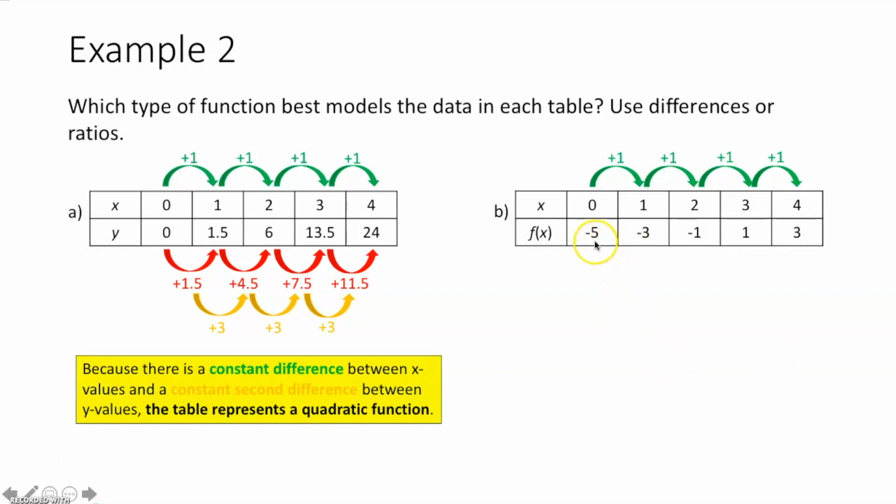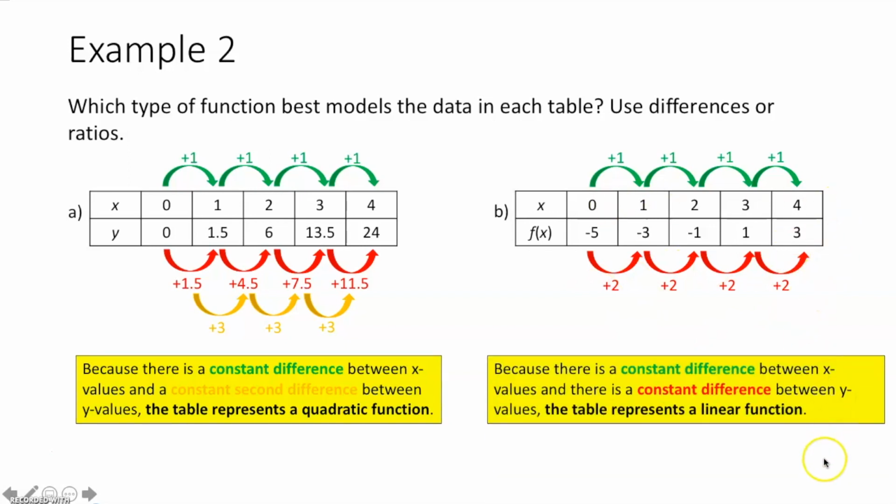So from -5 to -3, you're adding 2. From -3 to -1, you're adding 2. From -1 to 1, you're adding 2. And then from 1 to 3, you're adding 2. Therefore, there's a constant difference, and it's a first difference, meaning that this table represents a linear function.